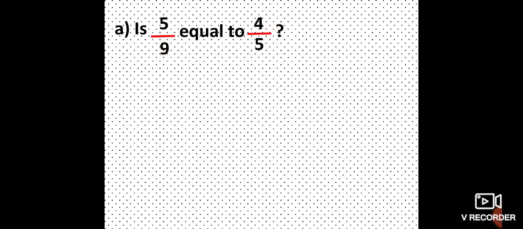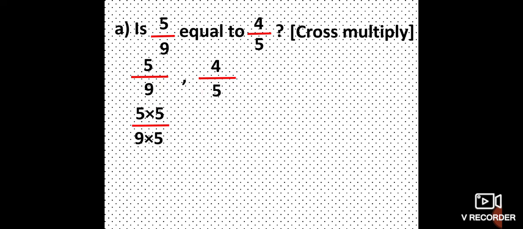This we studied already. First we have to cross multiply 5 by 9 and 4 by 5. First we take 5 by 9: 5 into 5 by 9 into 5. Next, 4 by 5 with 9. That means 4 into 9 and 5 into 9. Then we get 25 by 45 and 36 by 45.